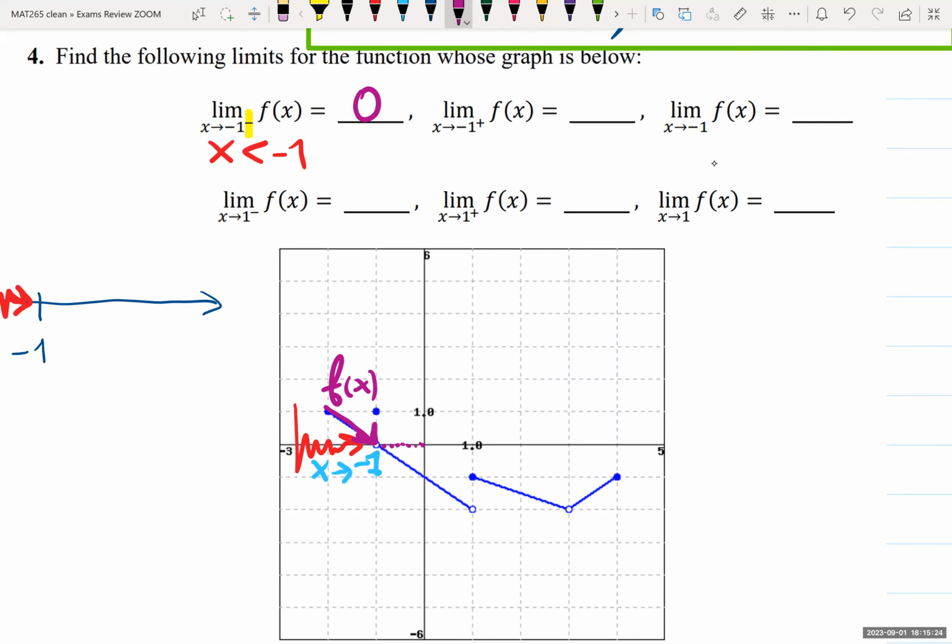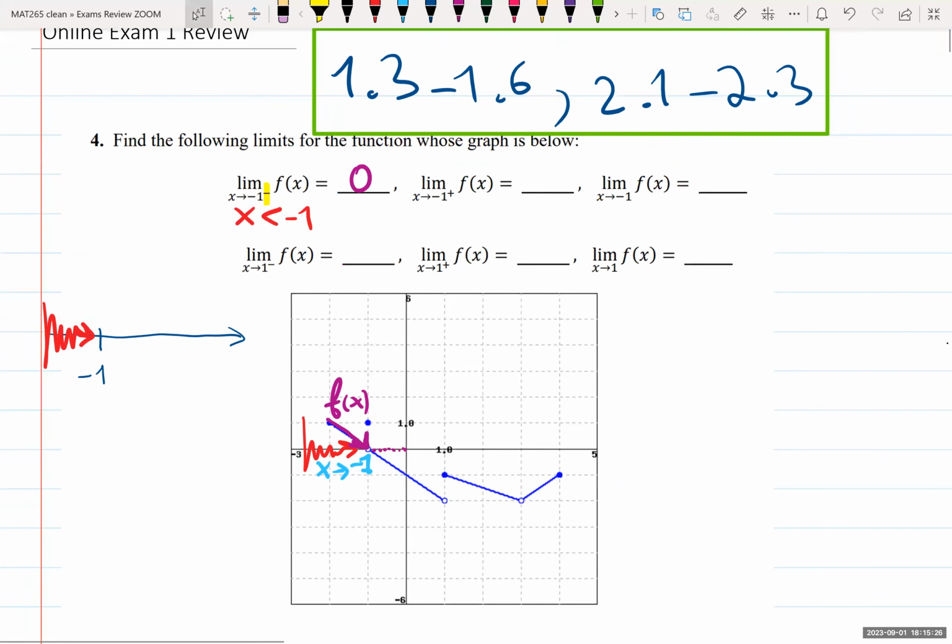Now, from the right, the same idea, but this time x is greater than -1. So let me change the color to pink, from the right. So inputs are larger than -1. If you wanted the example from the left, it was -1.001, -1.0001. But from the right, it is -0.999, right? So x was smaller than -1. Now x is bigger than -1. That's how we're approaching from both sides.